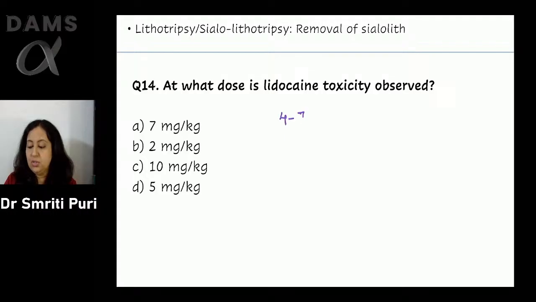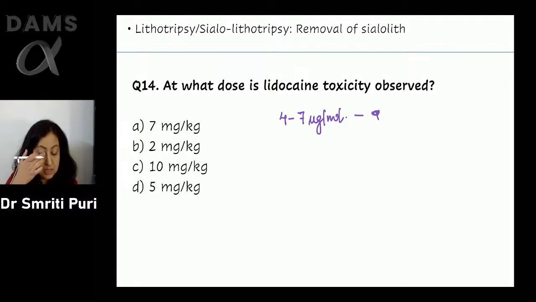So 4 to 7 microgram per ml. There the unit was microgram per ml. Here they have given mg per kg. So slurring of speech. Yes, please answer, all of you. I'm waiting for your answer.